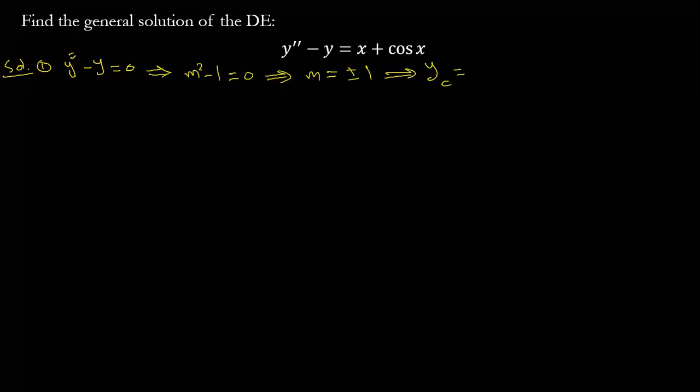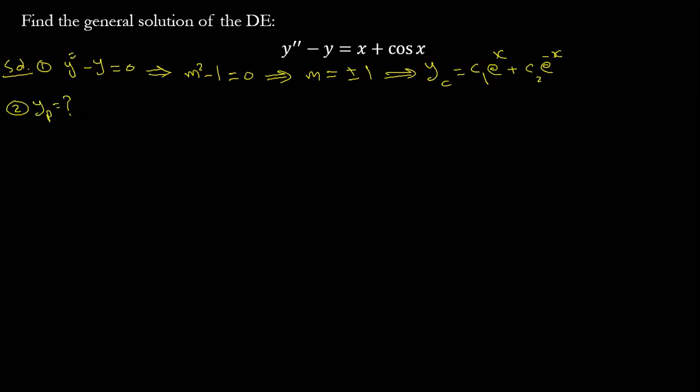E to the power x. You are right. And? E to the power negative x. Great. So now I'm going to multiply each one by a constant and add them together to get the complementary solution. Okay? Yes, thank you, Ahmed.